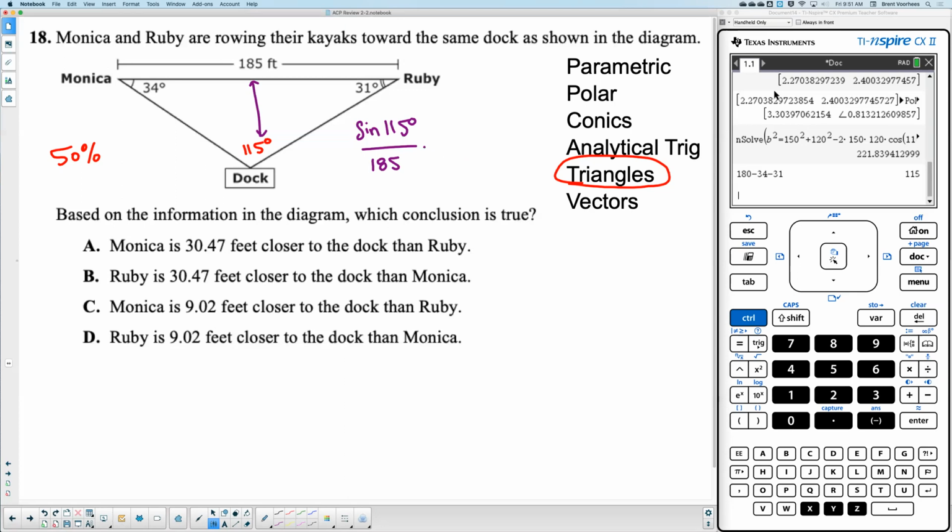So I'm going to set this. Which one do you want to solve for first? The side across from Ruby or the side across from Monica? Monica. Okay, let's find this one here. I'm going to do a little m. So that would mean that sine of 34 over m. I'm going to end up moving this here.